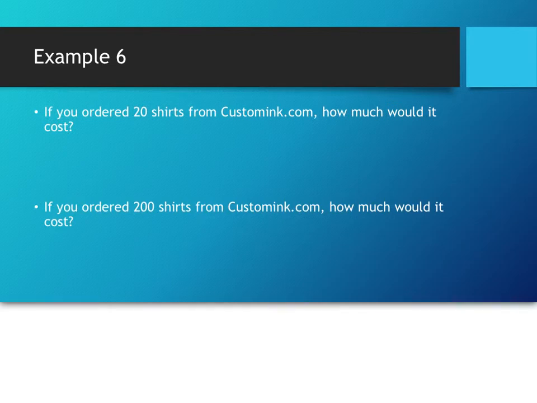So I want you to take that function and answer the following two questions. If you ordered 20 shirts, how much would it cost? I want a unit price, a price per shirt, and also a price for the entire 20 shirts. And then if you ordered 200 shirts, how much would it cost? Again, give the unit price and also the total price. So push pause on the video and answer those questions.